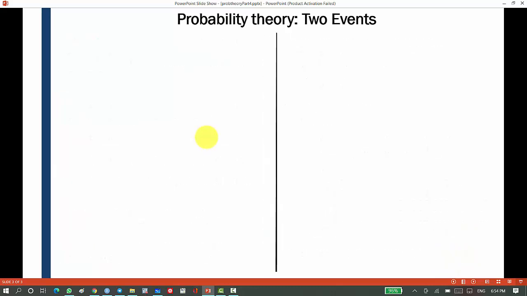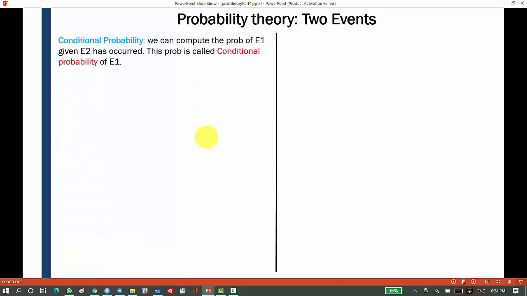Continuing along the same line, if the happening of one event provides information about the probability of another event, in this case we can calculate the conditional probabilities. The conditional probability of E1 given E2 has happened is the probability of E1 and E2, which is a joint probability, divided by the probability of E2.